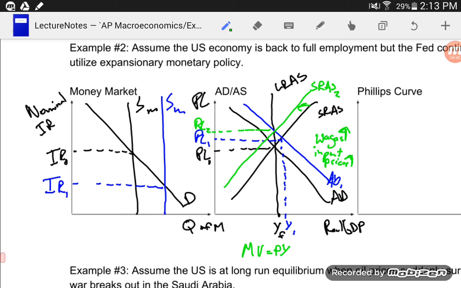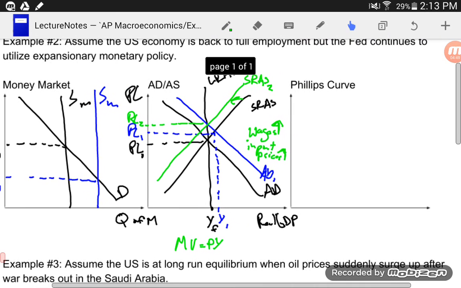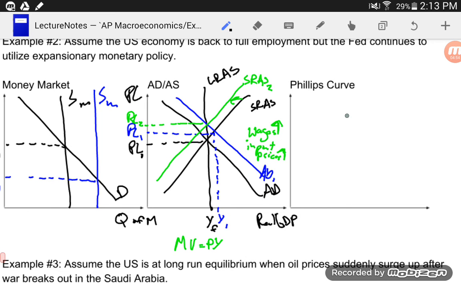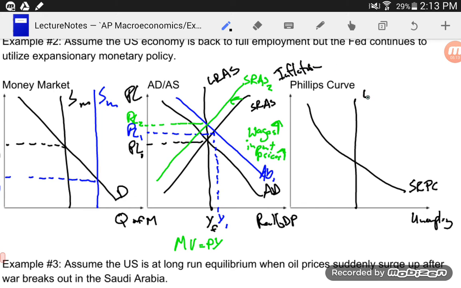Then lastly, I wanted to show this on the Phillips curve. So on the Phillips curve, we've got our short run Phillips curve, unemployment and inflation, and our long run Phillips curve. This is really the reason I wanted to show this example: what's going to happen to the short run Phillips curve in the long run here.